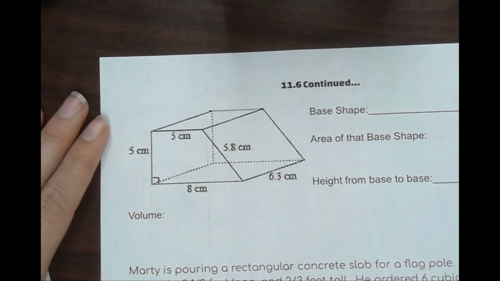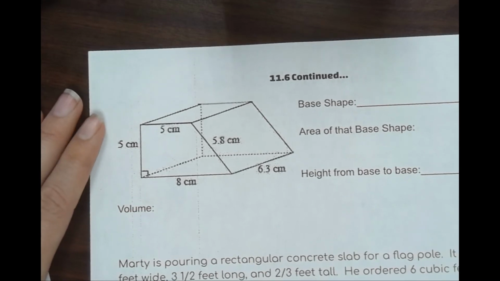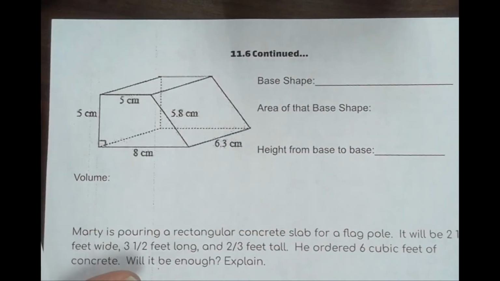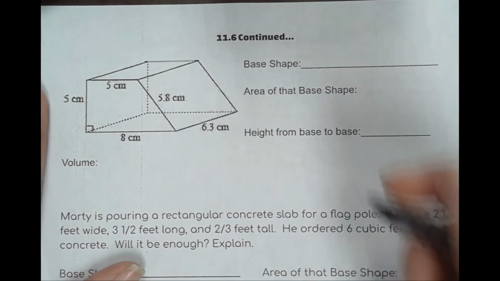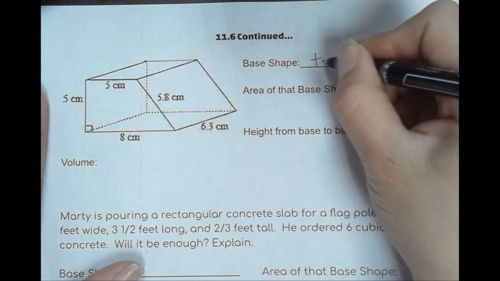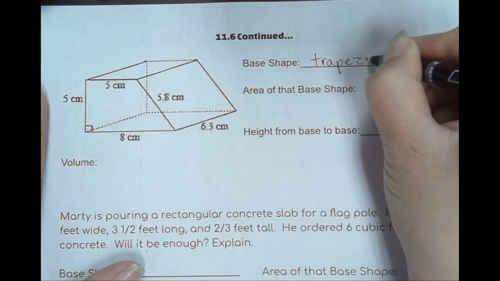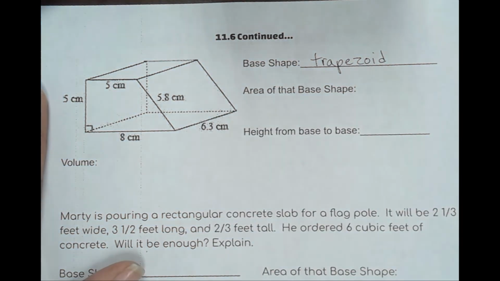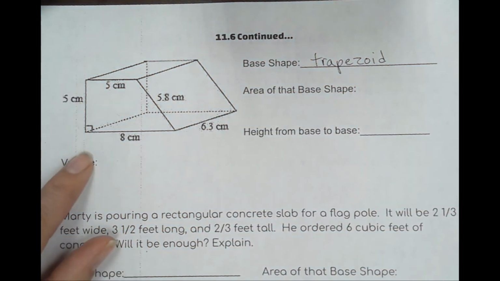So here we have the base shape of what? Well, this is a trapezoid. So our base shape is a trapezoid. So the area of that base shape, well, let's remember how to do a trapezoid.